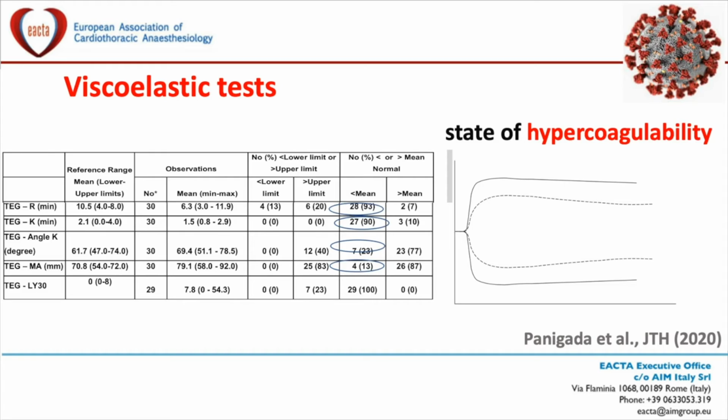This is another recent, still in press, article on COVID-19 patients from Panigada et al. that clearly shows a state of hypercoagulability, as you can see from this viscoelastic test. Furthermore, 93% of COVID patients showed an R interval under the mean value, 90% of them had a K interval under the mean value, and MA was under the mean value in 13% of cases.